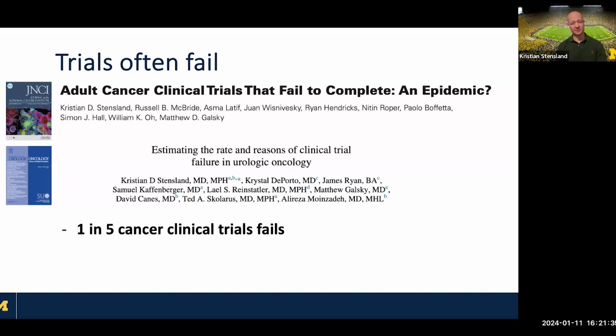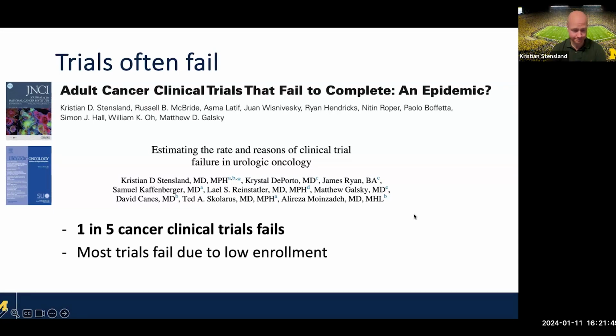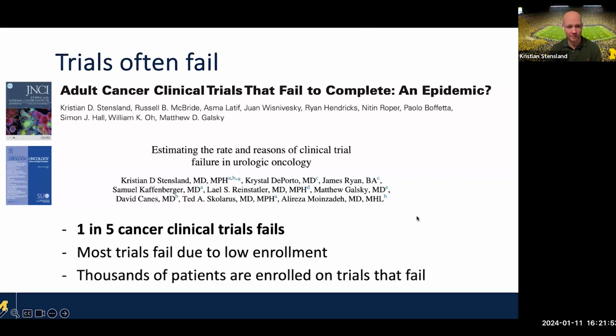But if it fails, for example, because it doesn't enroll enough patients, or just logistically it was hard to launch, then there's nothing that we glean from that. And so all the resources and all the investments in that trial are for naught, essentially. We did find that most trials fail because of low enrollment for at least some component, and we found thousands to tens of thousands of patients are enrolled onto trials that fail.